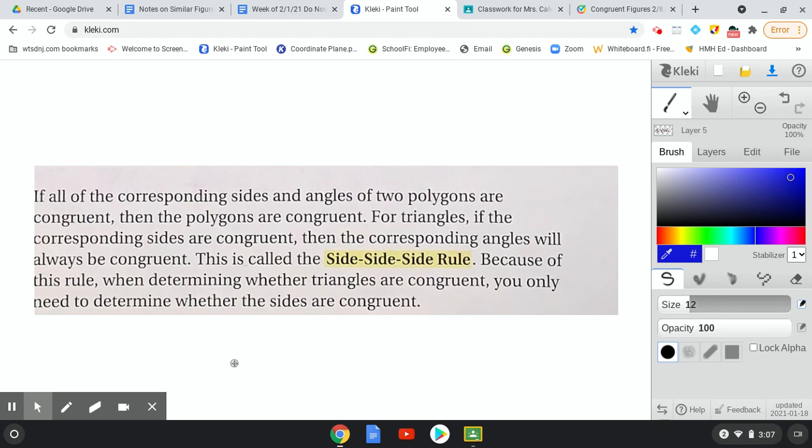Okay, so we have something called the side, side, side rule. It says if all of the corresponding sides and angles of two polygons are congruent, then the polygons are congruent. So first of all, you need to know what a polygon is.